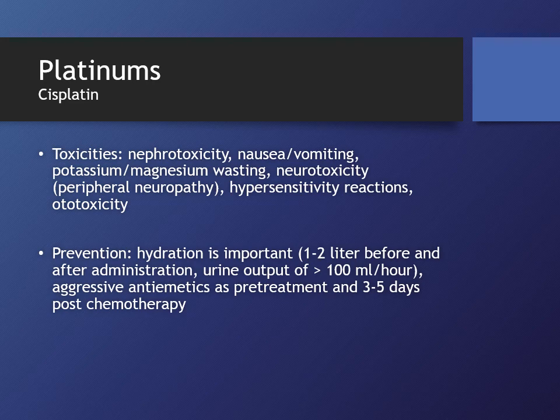In the interest of time, I will just focus on cisplatin, which is part of the platinum family of alkylating agents. Common toxicities include nephrotoxicity, nausea and vomiting, and this drug is considered highly emetogenic, potassium and magnesium wasting, hypersensitivity reactions, and ototoxicity. Patients who get cisplatin require hydration before and after chemotherapy infusion, as well as antiemetic prophylaxis. And we'll talk a little bit about antiemetics towards the end of the lecture.